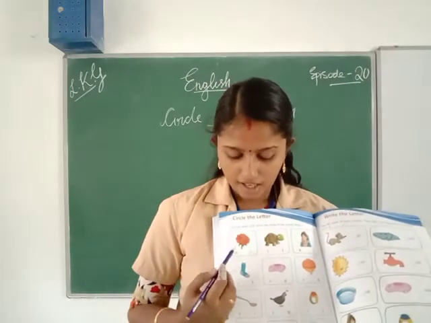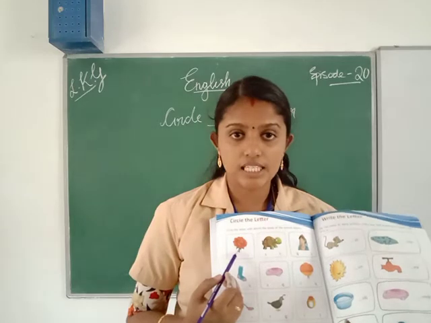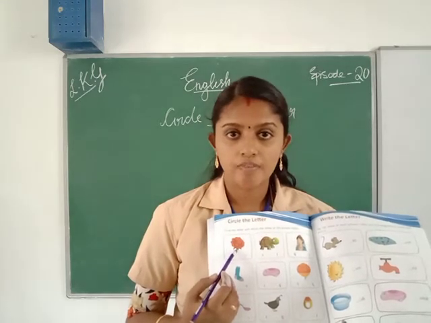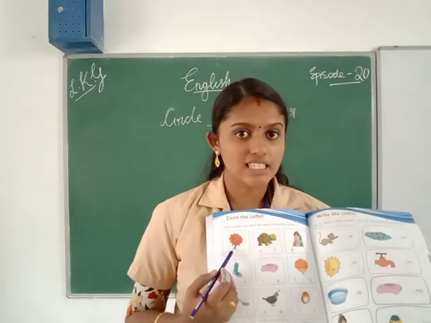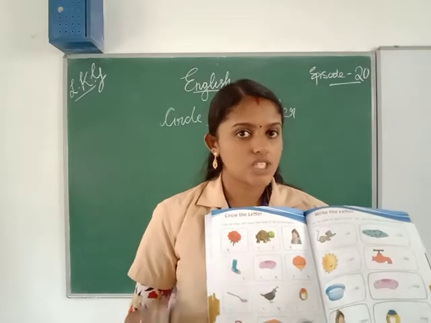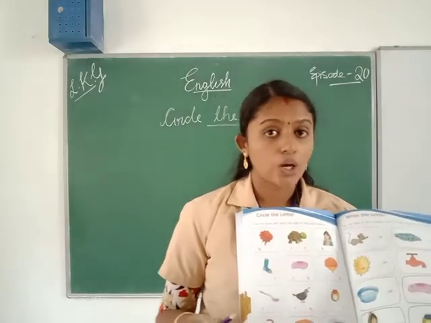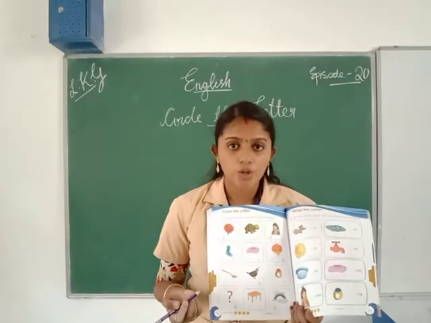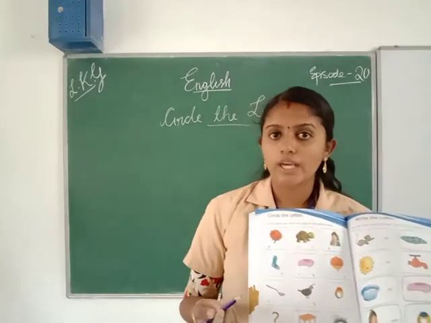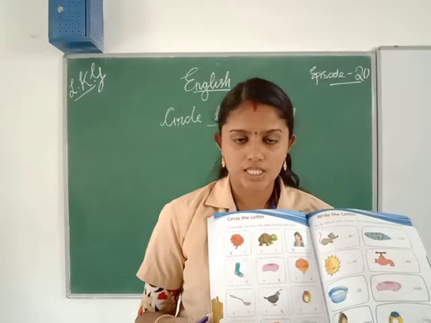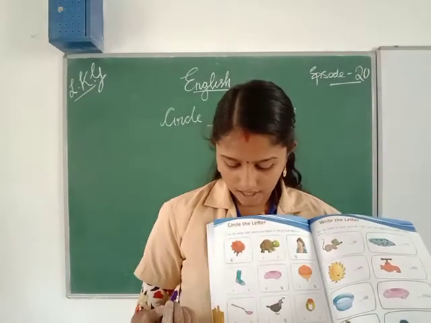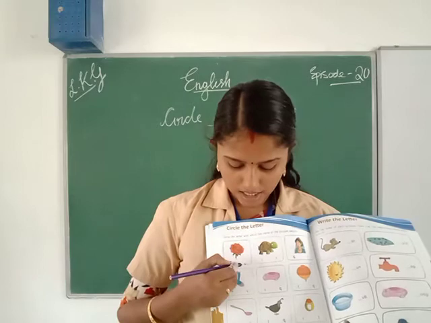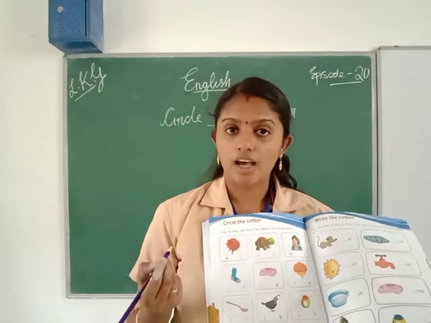Okay, listen. First one. What is this? Say the name. Rose. Okay, which letter is first? Rose. R for rose. R O S E. Okay, here where is the R? Yes, here. Circle the letter R.